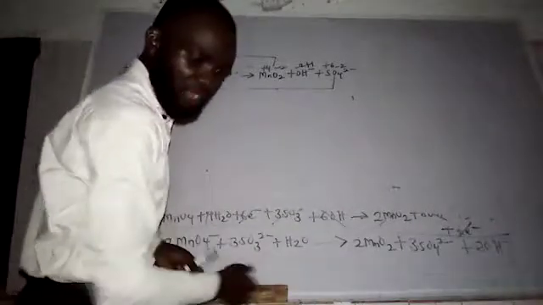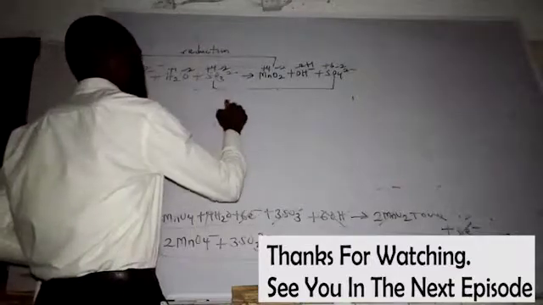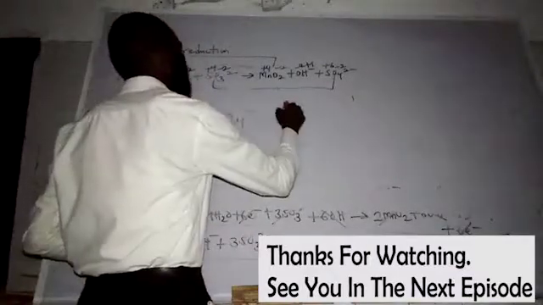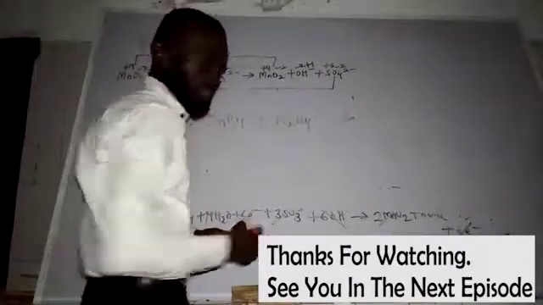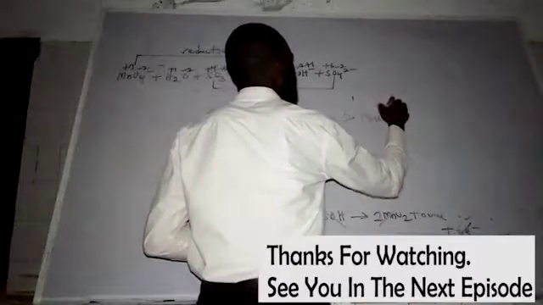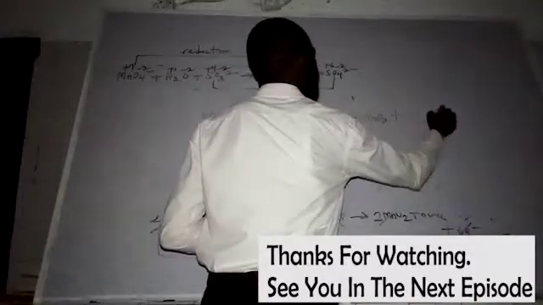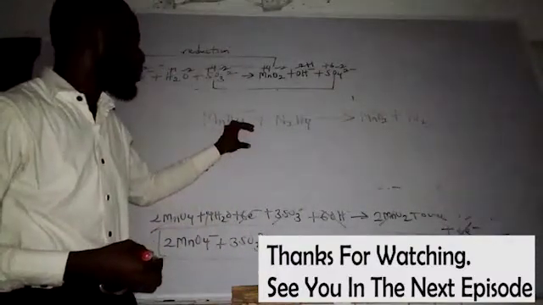Now let's say we have MnO4⁻ plus N2H4 going to MnO2 plus N2. So try to balance this redox reaction in alkaline media.